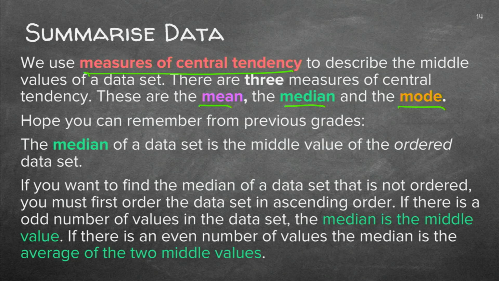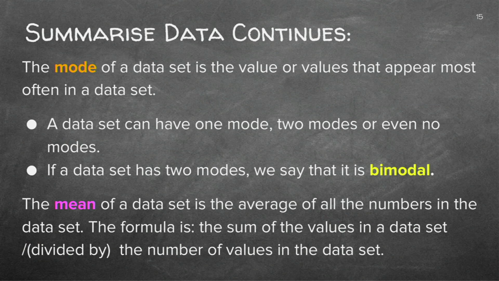If there is an odd number of values in the data set, the median is the middle value. If there is an even number of values, the median is the average of the two middle values. I hope you can still remember it from previous grades, but we're going to do lots of examples to help you. What is the mode?